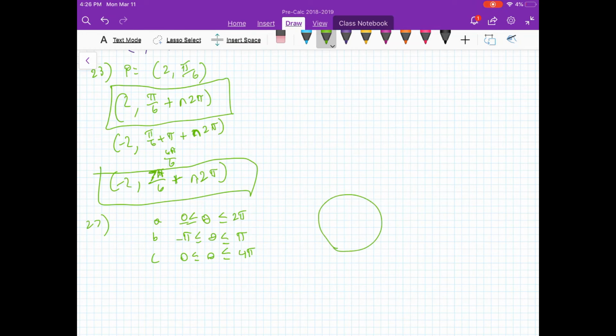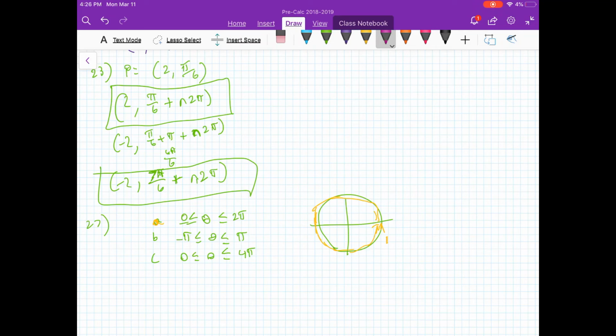We have our circle, and let's do this in different colors. Let's do A in yellow to start with. So A is going to be from 0 to 2 pi. That's just the whole circle, just one rotation.